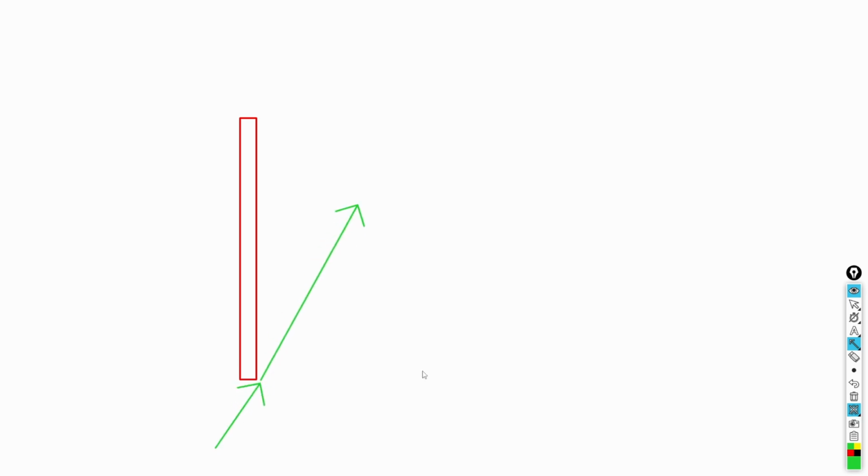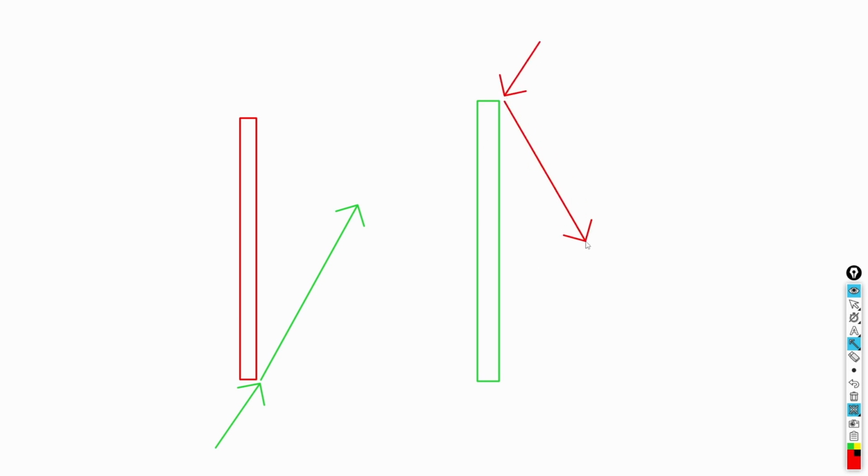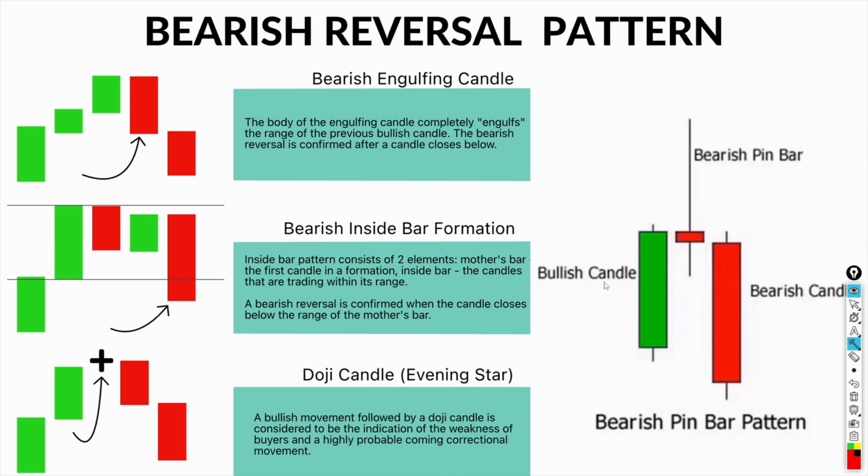For example, the price is moving like this, you will look for a bullish reversal pattern here so that you can place your reversal trade in the upside direction. Similarly, if you find price moving like this, you will look for a bearish reversal pattern here to place a reversal trade in the downward direction.